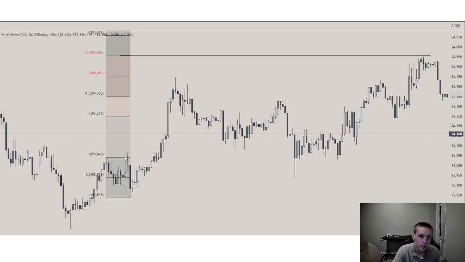I ignored this wick because it was a stop on it. So this was a manipulation wick. I'm not really going to use that within the standard deviation. And we come back up. Where does negative 2.5 line up? Right on that high of this model.